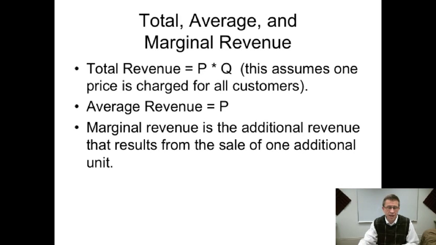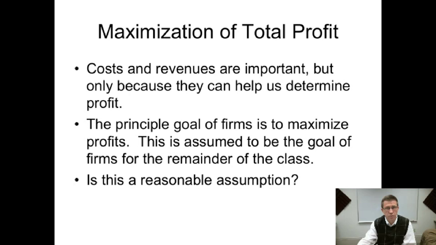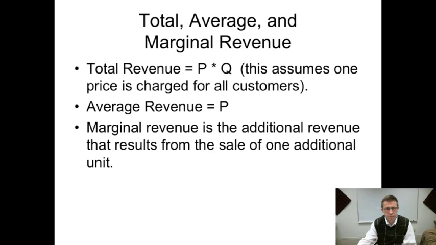Total revenue, we've hinted at what total revenue is before. Here we more formally define it as price times the quantity. We do assume the same price charged for all customers. Once we get to the monopoly section, we relax this a little bit and look at what happens under what is called price discrimination. Well, the average revenue, if total revenue is price times quantity, average revenue would be price times quantity divided by quantity. So the average revenue is just the price. Marginal revenue is the additional revenue that results from the sale of one extra unit.